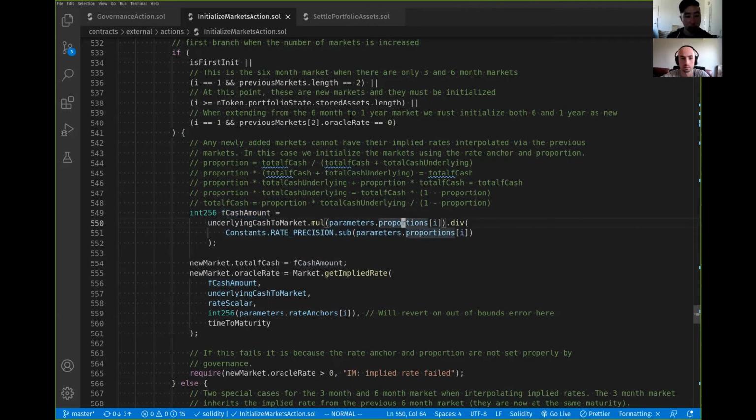And the cases that we will use this are essentially when we're somewhat launching a new market, when we don't have enough reference data to actually calculate what this rate should be. So the cases when that'll happen is when we're first initializing the market for the very first time. When we have only 3 and 6 month markets, we don't have enough data to interpolate that rate. And so the 6 month market is new every time. And so when that occurs, we're going to use the governance data to set the proportion for the 6 month market.